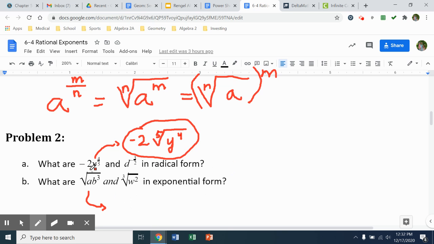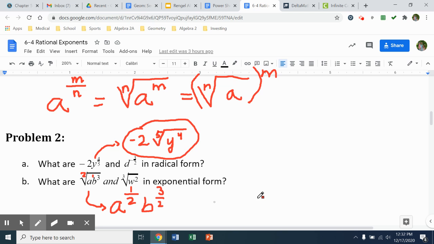Moving on to part B. This square root has an index of 2. So that 2 is going to represent my denominator. And I have 2 separate powers in here. I have an a to the 1st power, and then I also have a b to the 3rd power. So both of those I'm going to write out as fractional exponents. I'm going to have a to the 1/2, and remember the 2 is coming from that square root, and then b is going to be raised to the 3/2.